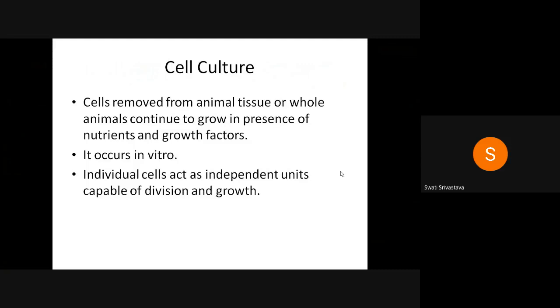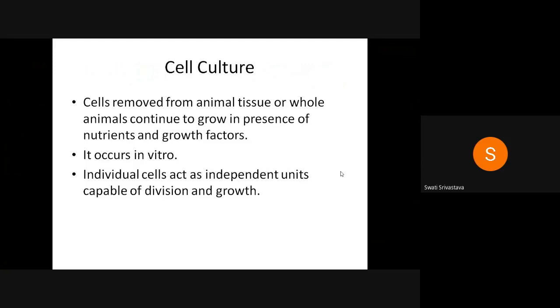So basically, when you make the cells grow in presence of some nutrients and growth factors outside the animal body, then that particular process is known as animal cell culture. Now, it always occurs in vitro. When I say the cells are removed from the animal tissue, or the whole body of the animals, that means the process has to be conducted in vitro.